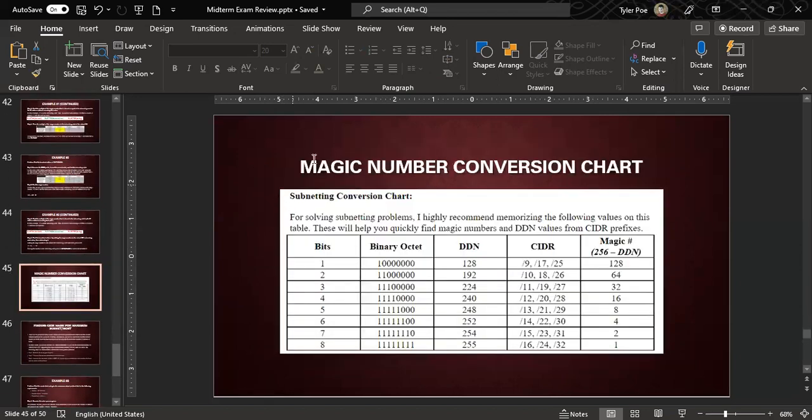So here's a magic number conversion chart. And in general, for subnetting, this is a very helpful chart. What you want to pay attention to here is the DDN. I also list the binary for those that use it. And I have the CIDR masks, and I also have the magic numbers. So basically, something you might want to memorize is the dot decimal notation that matches the CIDR masks.